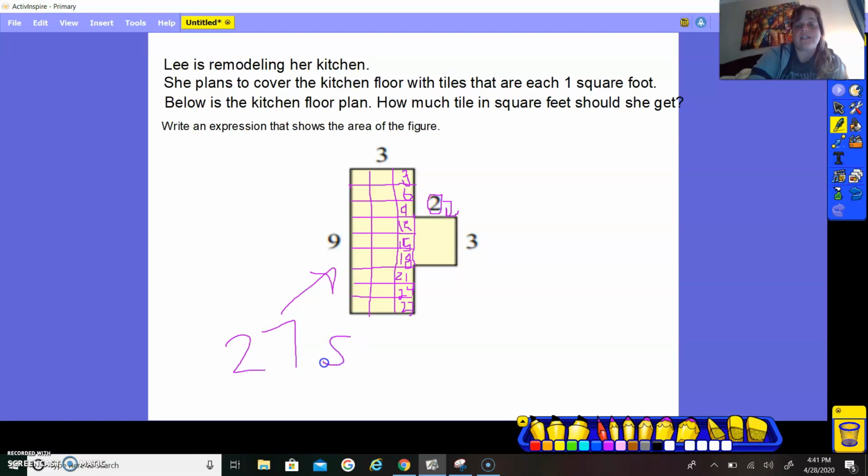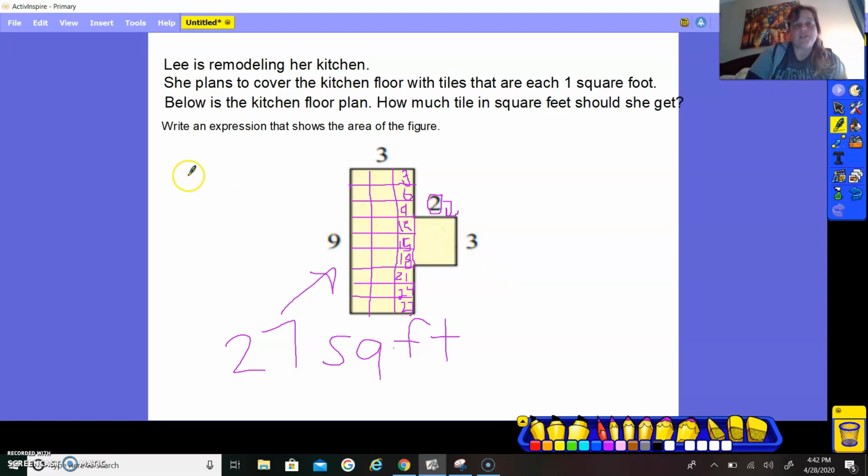So I'm going to say square, because anytime we're talking about area, we're using the square because we're talking about how many squares fill up that space. And the units we're using is feet. Now let's talk about the shortcut.